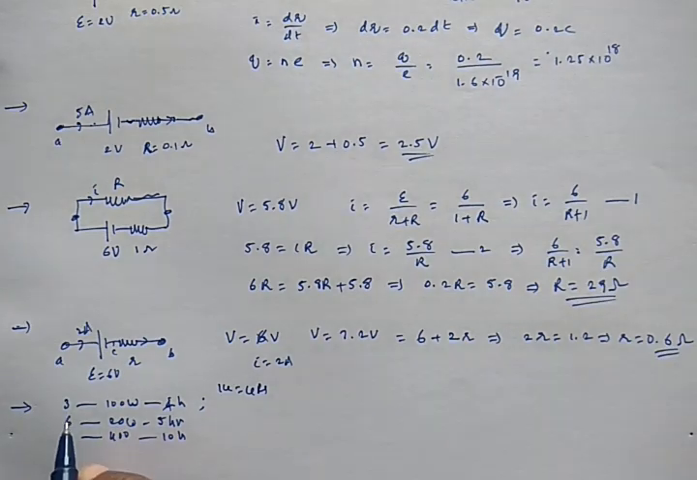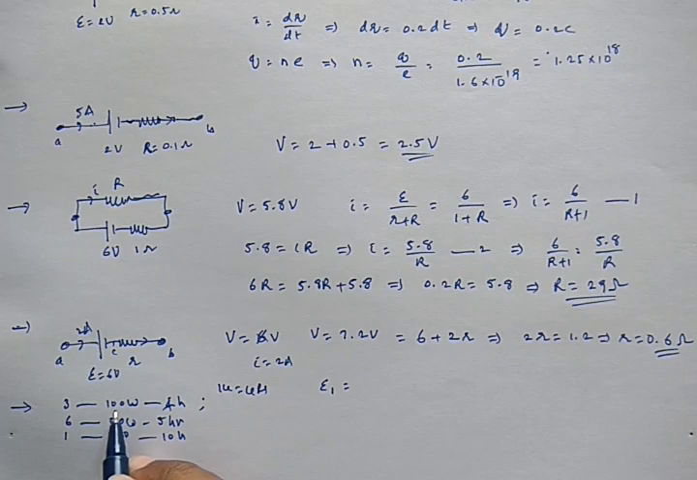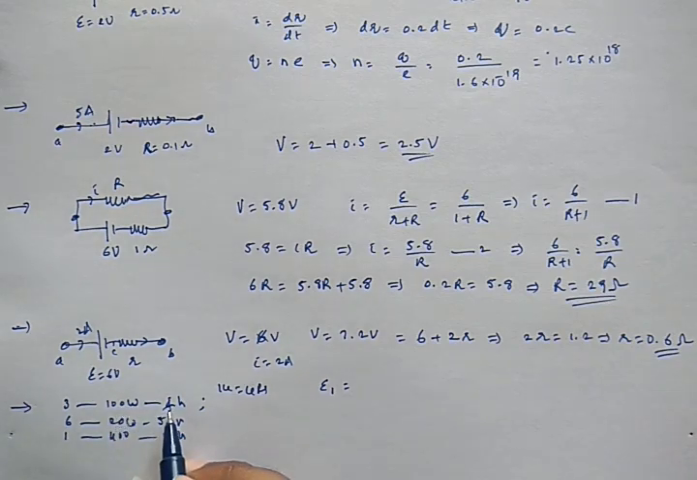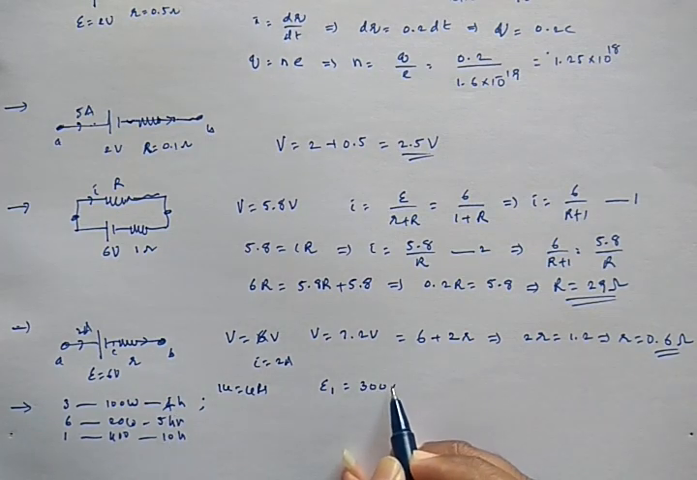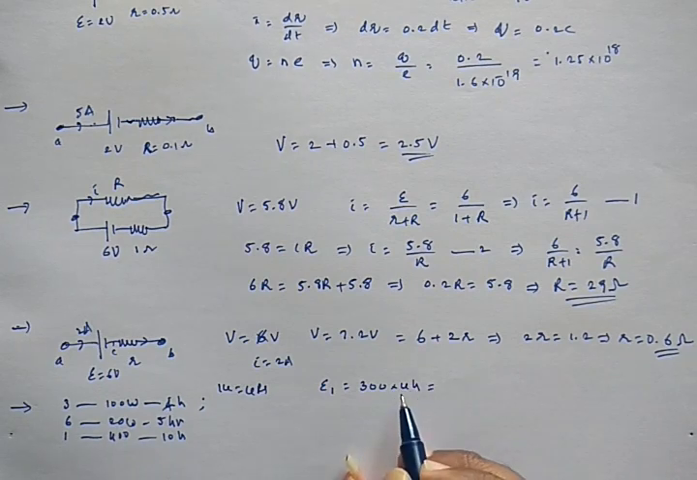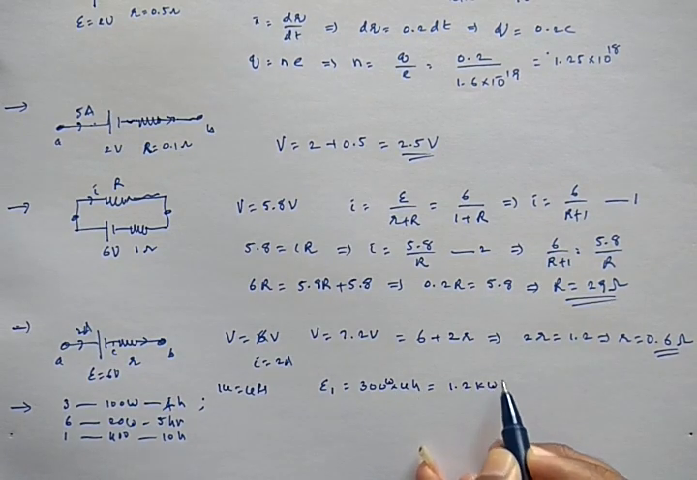So let us calculate the total energy consumed per day. The energy consumed per day by 3 bulbs: each bulb is 100 watt, and 3 bulbs are there, so the total wattage will be 300, running for 4 hours. So 300 watt into 4 hours is 1200 watt hour, so you can write that as 1.2 kilowatt hour.